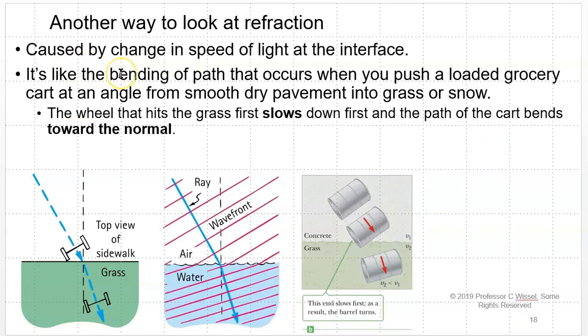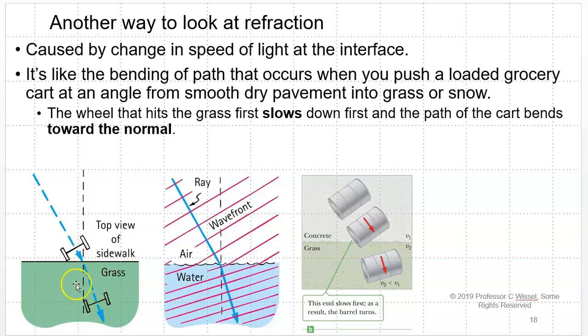Okay, now there's another way to look at refraction. Again, remember, it's caused by a change in the speed of light at the interface. And if you were pushing a loaded grocery cart across the parking lot and then encountered either snow, someplace where the snow had been plowed off the lot, or grass, and you approach it at an angle like this, with some angle relative to the normal, when you try to push it through, it has a tendency to bend the cart. The cart wants to go this way, bend toward the normal.